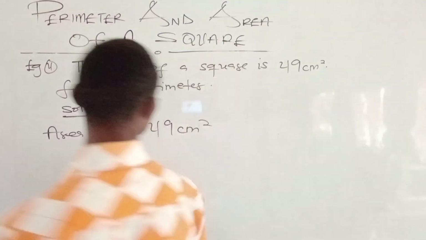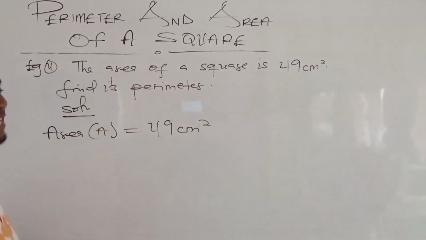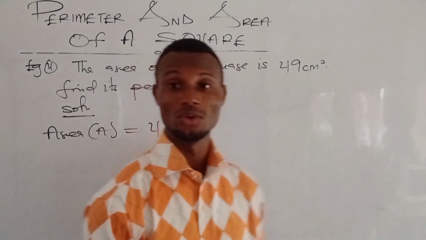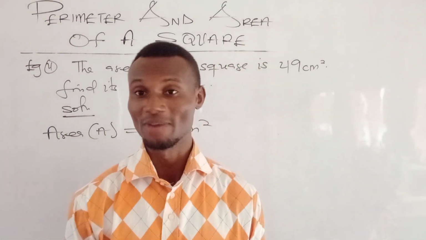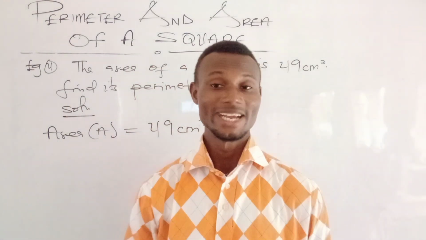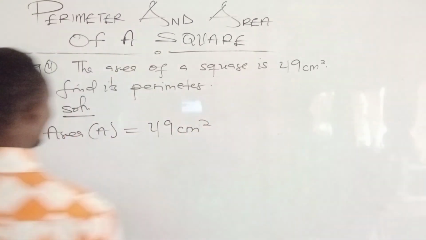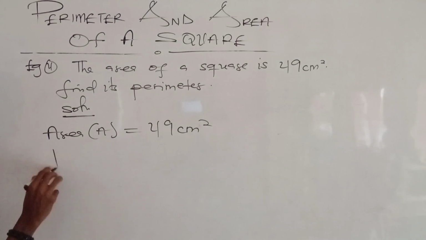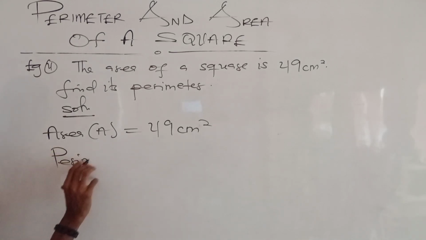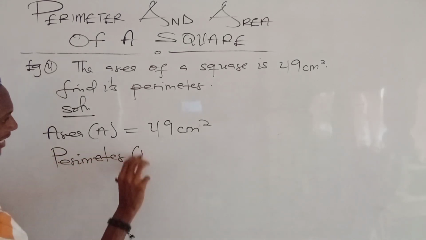Now, let's continue. It says that find its perimeter. So we are being asked to find the perimeter of the square. I hope you remember the formula for finding the perimeter of a square. It is 4L. We've done this in the previous videos. So let's write the formula for finding the perimeter down. So my perimeter, write the perimeter in full, in brackets P.